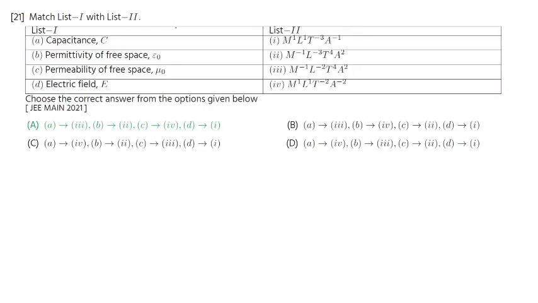Next, see this match the following. Capacitance they are asking, and permittivity of free space epsilon naught, permeability mu naught, and electric field. If you know the formulas, children, then you can easily write the units for those formulas and derive the dimensions. For example, I will show you. Capacitance C is equal to Q by V, right? So Q is ampere into second, that is A into T, and V we can write as M L square T power minus 2.